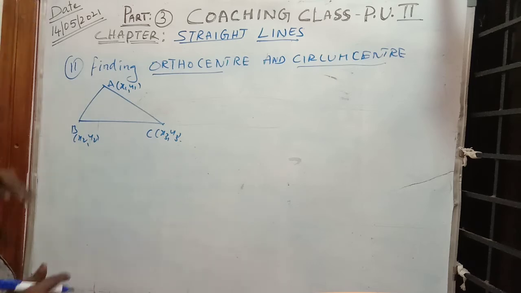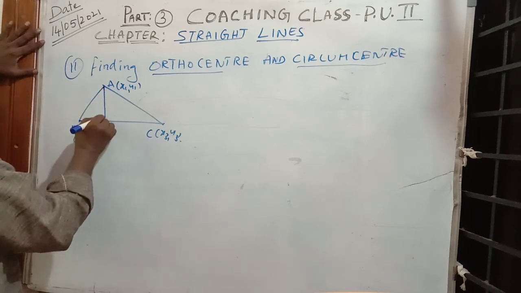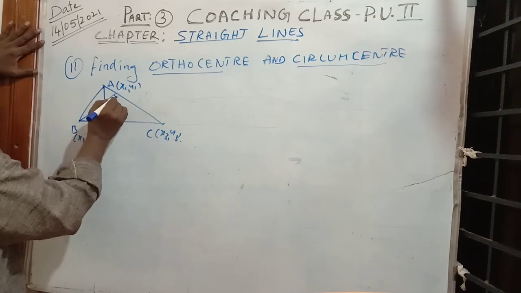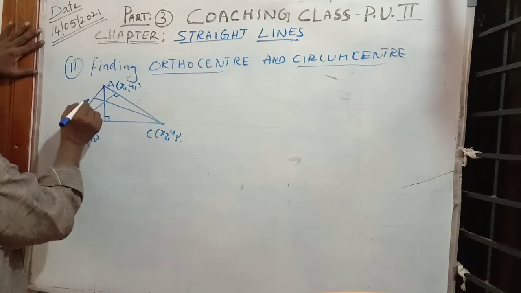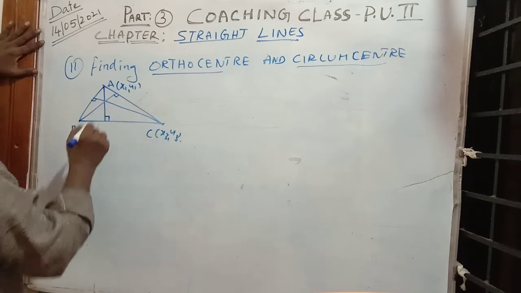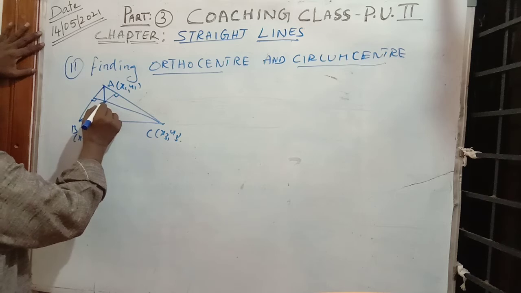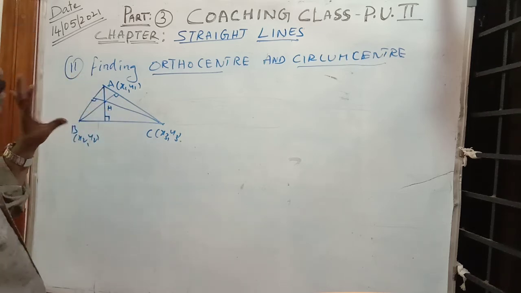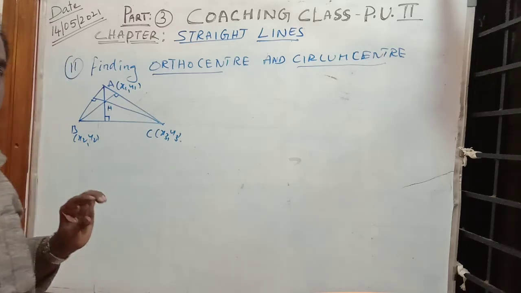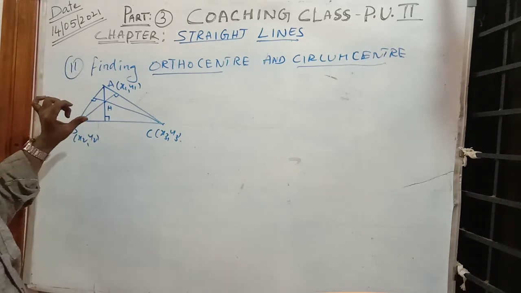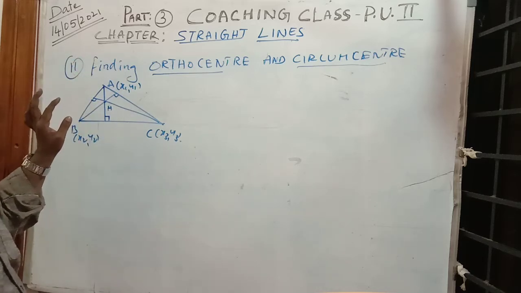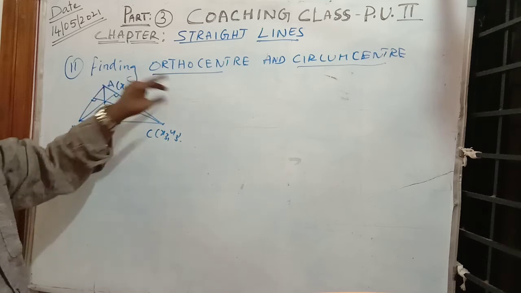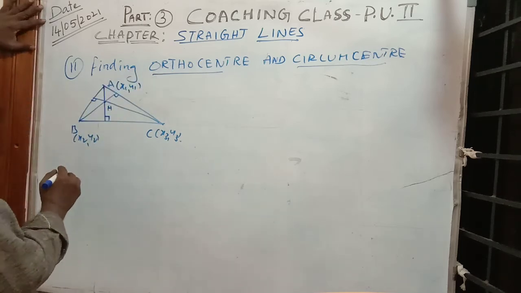Orthocenter means if you draw the perpendiculars from the vertices on the opposite sides, there are altitudes. They meet at one point, say H. That is the orthocenter. Orthocenter is the point of concurrence of altitudes drawn from the vertices. They are altitudes, and they meet at one point. That point is the orthocenter. How can you find the orthocenter?